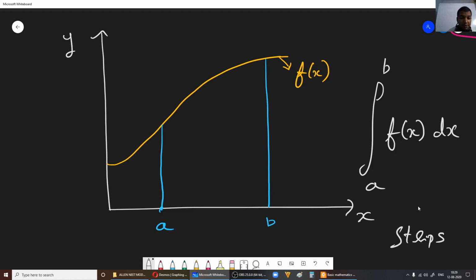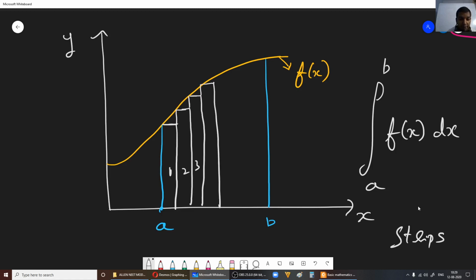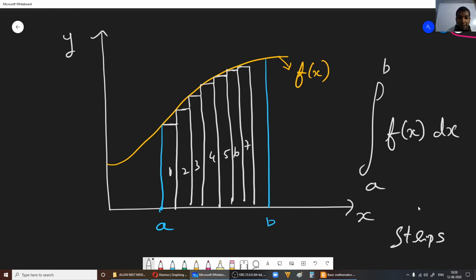Now say this is strip number 1, and this will be strip number 2, equally spaced strips. The width of the strip must be equal. Strip number 3, now you have strip number 4, strip number 5, like this, strip number 6 this way, 7, and finally let me write 8 also. Finally I got 8.